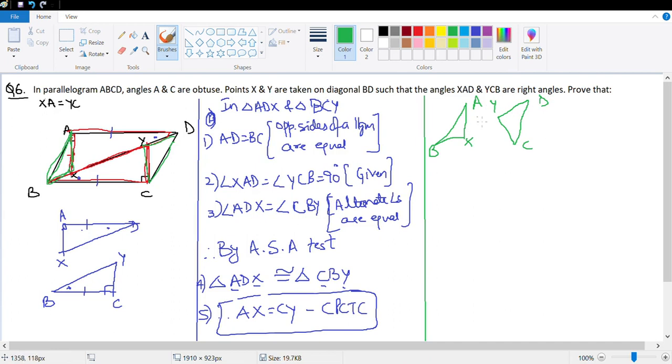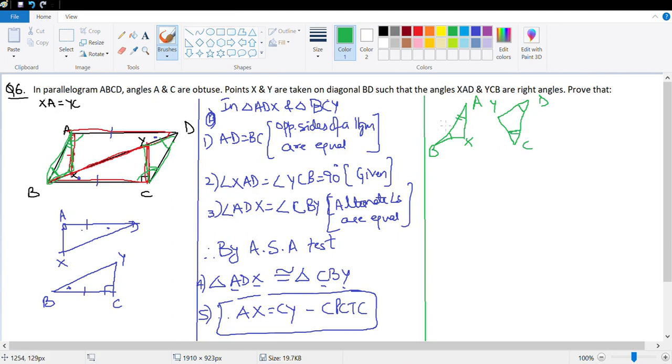Here I would know that angle B and angle D are equal. Why? Because these are alternate angles. Perfect. I would figure out that this angle and this angle are equal. Why are they equal? Because opposite angles of a parallelogram are equal, and from both of them I am deducting 90 degrees. So that should be equal. Perfect. So I will be able to prove this angle and this angle equal.